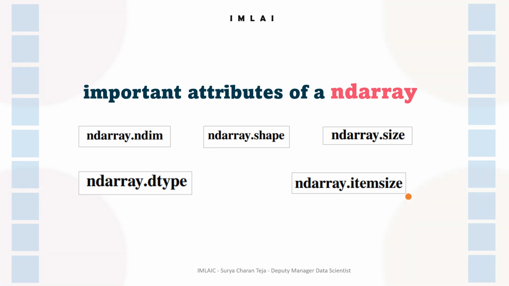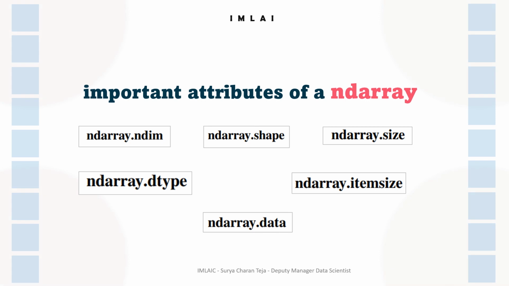The itemsize attribute will give you the size in bytes of each element of the array. For example, an array of elements of type float64 has itemsize 8, while one of type complex32 has itemsize 4, and it's equivalent to ndarray.dtype.itemsize.